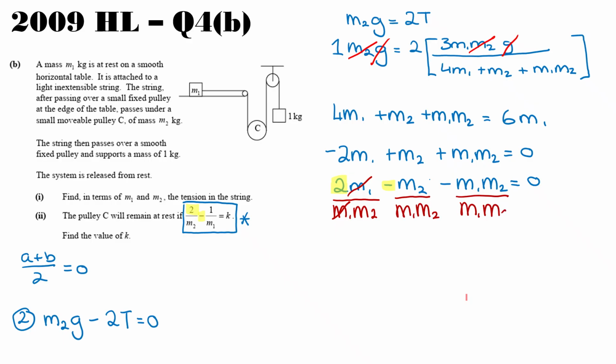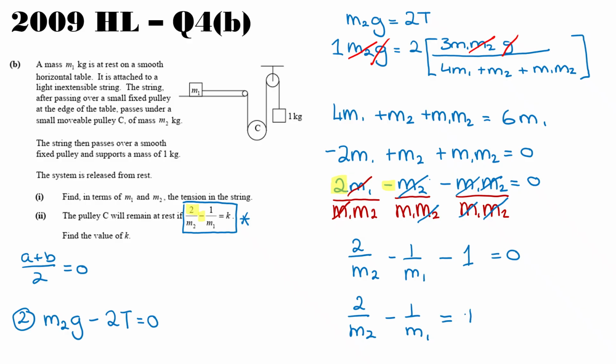And what we're left with then is something that looks a lot closer to what they've given us, which is 2 over m2 minus, oh, wrong one. So it's m2 on the bottom and m2 on the top. So 1 over m1, perfect, minus, these all will divide into each other, leaving us simply with 1. The only thing I need to do is bring that one across. And what that does is it gives us a value that k is equal to 1.